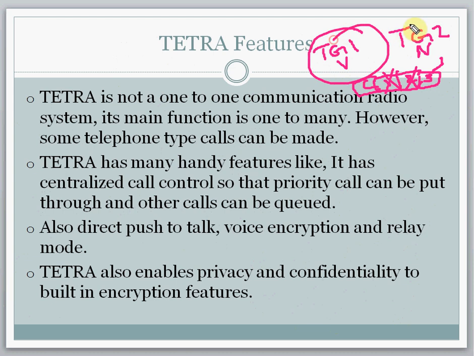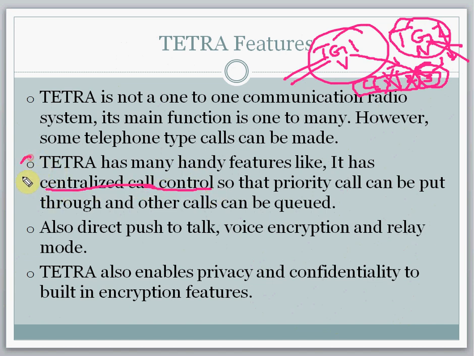Both talk groups are trying to initiate a call. This is a separate talk group, this is a separate talk group. So we need two channels for these two talk groups, but we have only one channel available. But this one is very important, we put on high priority. So the Tetra system will assign this channel to them so they can initiate the call and talk to each other, and the other will be in the queue. When the channel is available, then this talk group will be assigned to the channel. So this is like a centralized call controller.